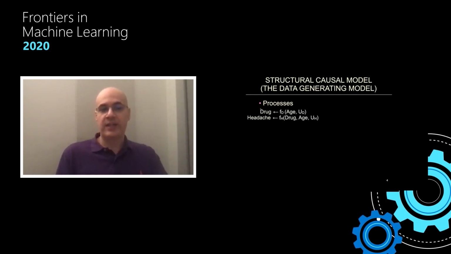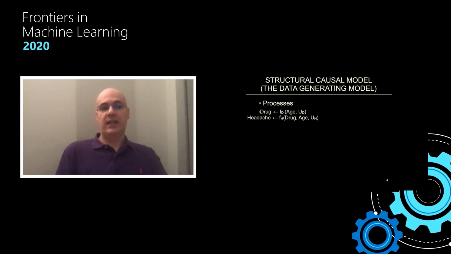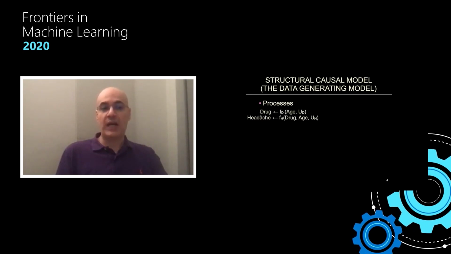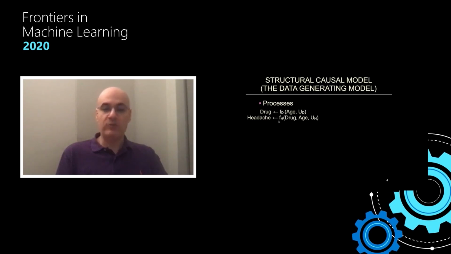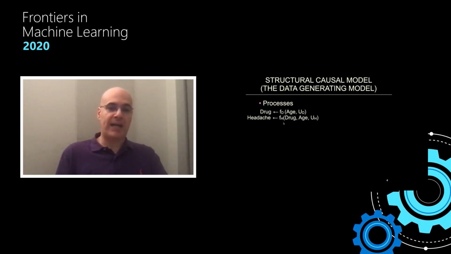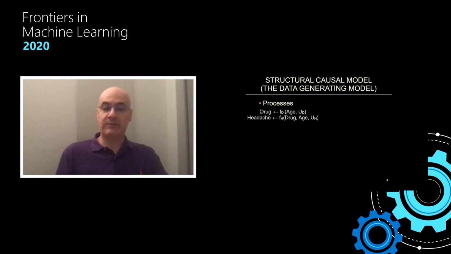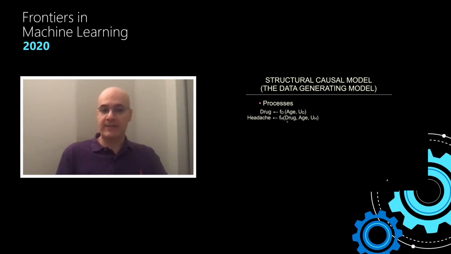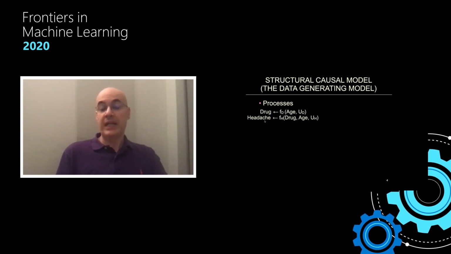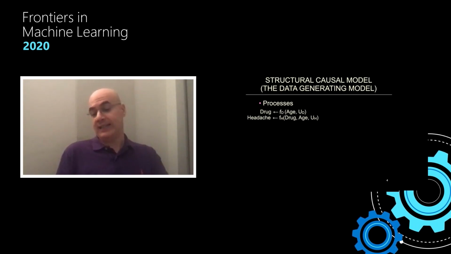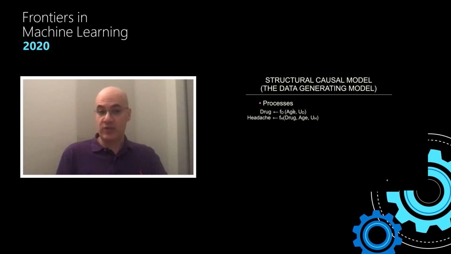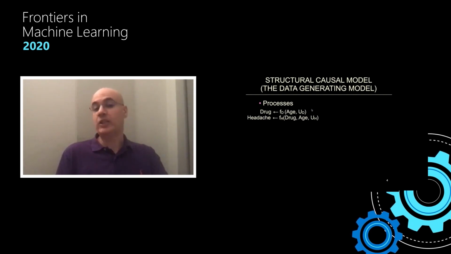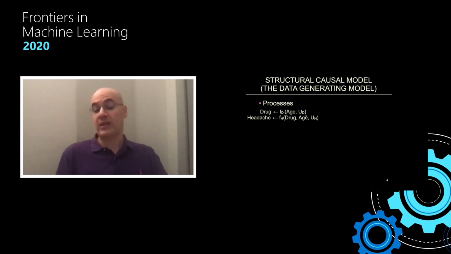In this case, suppose that we're trying to understand the effect of taking some drug on the headache, and those are observable variables. And we have the corresponding mechanisms here, F sub D for the variable drug, and F sub H for the variable headache. Each mechanism takes as input, or has as argument, a set of observables, in the case of F sub D age, and unobservables, in this case U sub D.